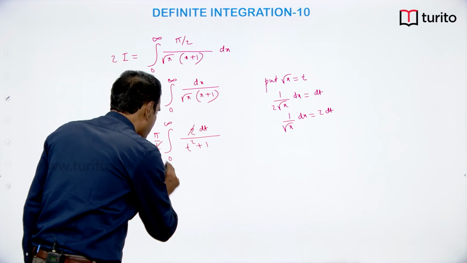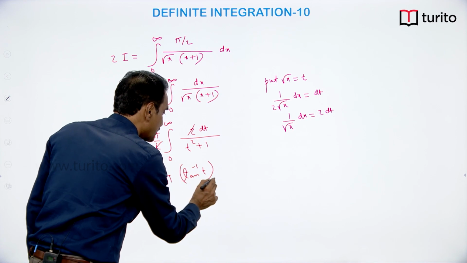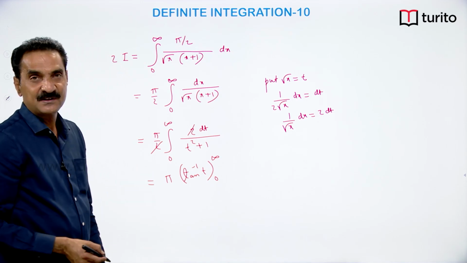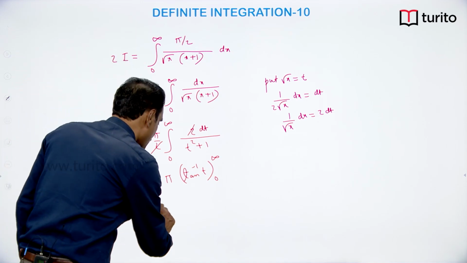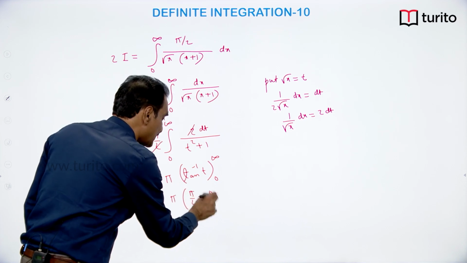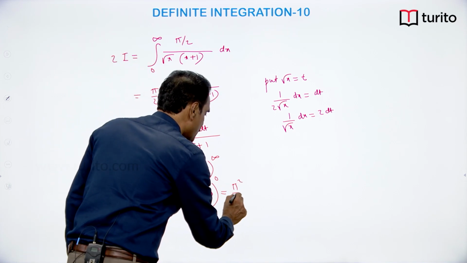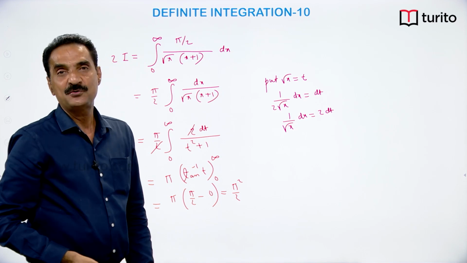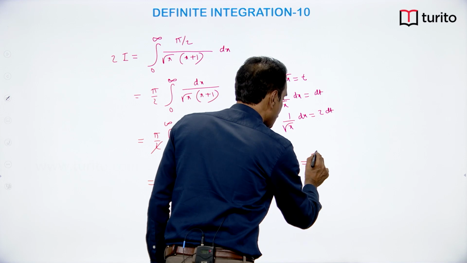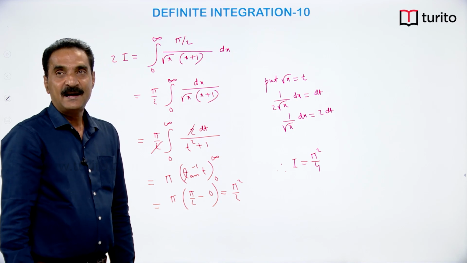Tan inverse t, pi into tan inverse t between limits 0 and infinity. Taking infinity first, tan inverse infinity is pi by 2. Substituting 0, it is 0. Then you are getting pi square by 2. If 2I is pi square by 2, then I is pi square by 4. Okay. Next question.